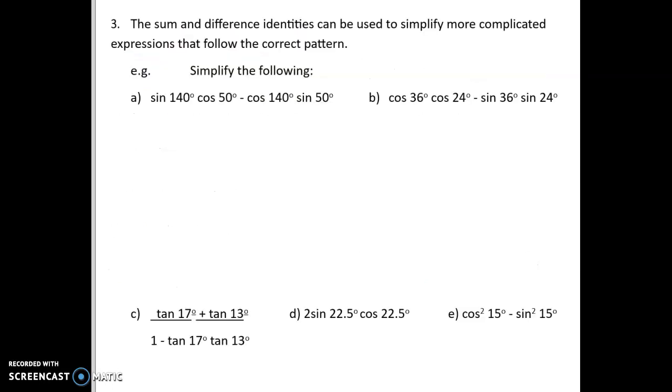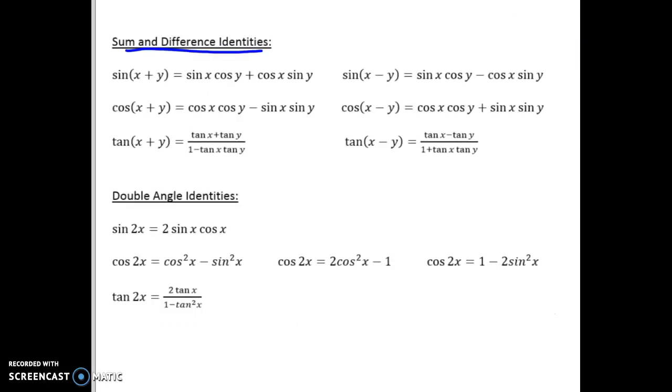Alright, so here let's try our first example. The sum and difference angle identities can be used to simplify more complicated expressions that follow the correct pattern. That part is so important. You have to make sure the pattern is correct. So let's look at this one: sine 140 cos 50 minus cos 140 sine 50. So this one goes sine cos minus cos sine. So let's look at our options here. We're looking for one that goes sine cos minus cos sine, and it's this one.